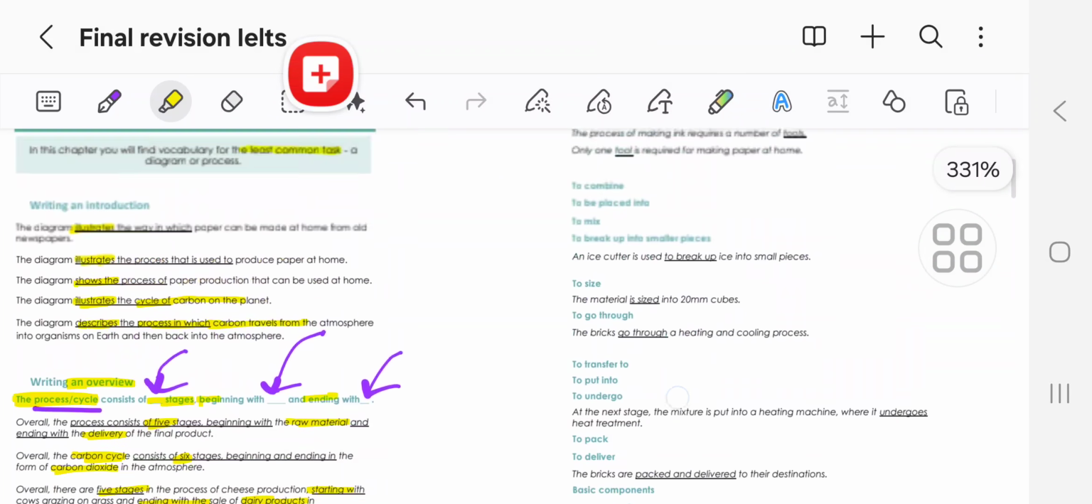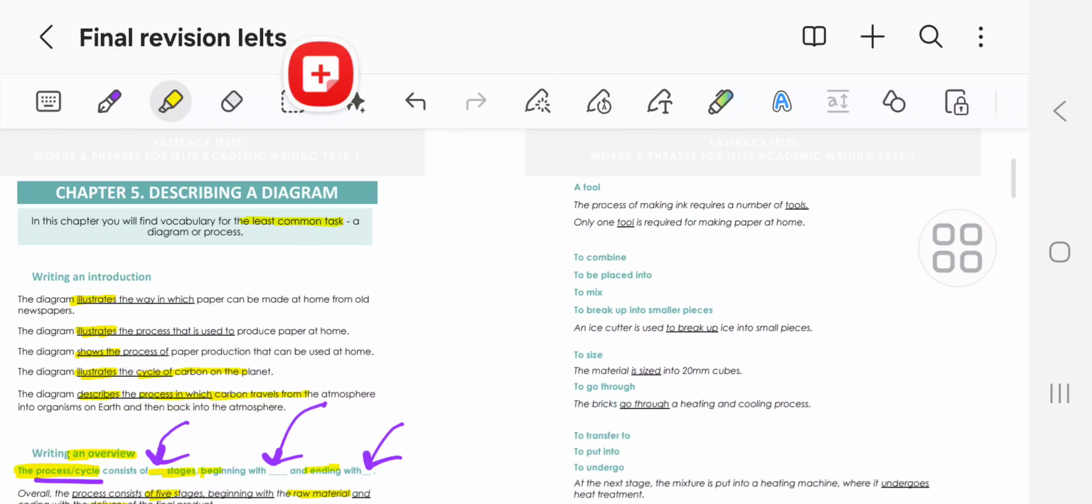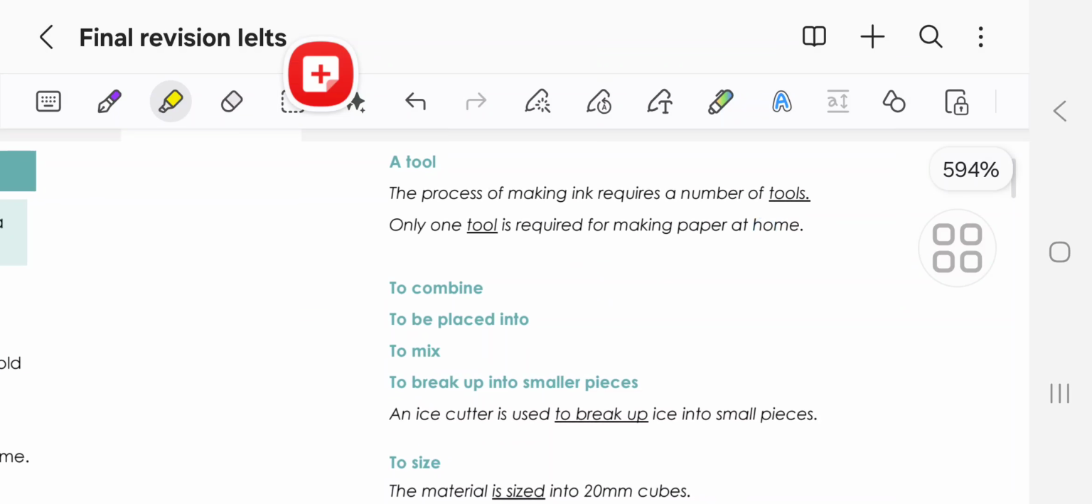These are some phrases which I just want to tell you. Again, it's very rare, that's why we're not going to talk much about it. Okay, again there are some tools. The process of making ink requires a number of tools. Only one tool is required.